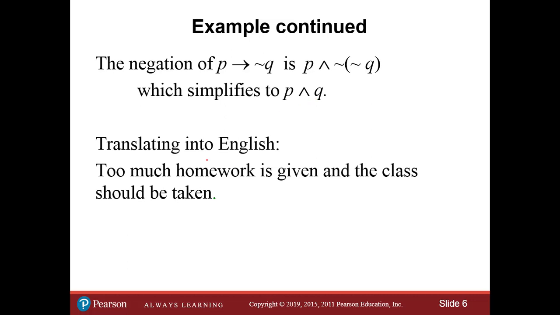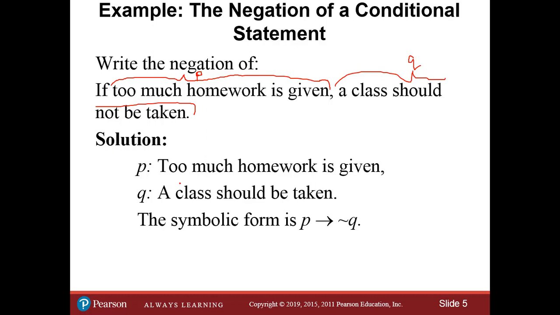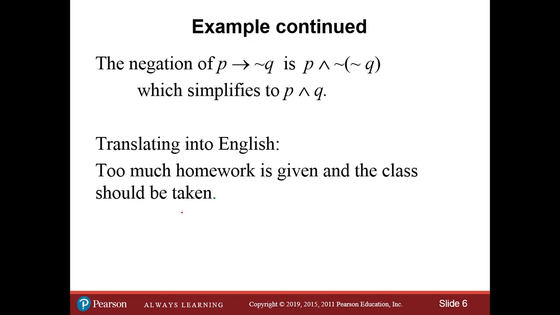So what we're going to do is then do that. So P and not Q. In this case, P is too much work is given, and Q is a class should be taken. So the negation of P implies Q is P and not Q. So the negation of this gives us this, and what we're saying is that too much homework is given and the class should not be taken. That's the negation.